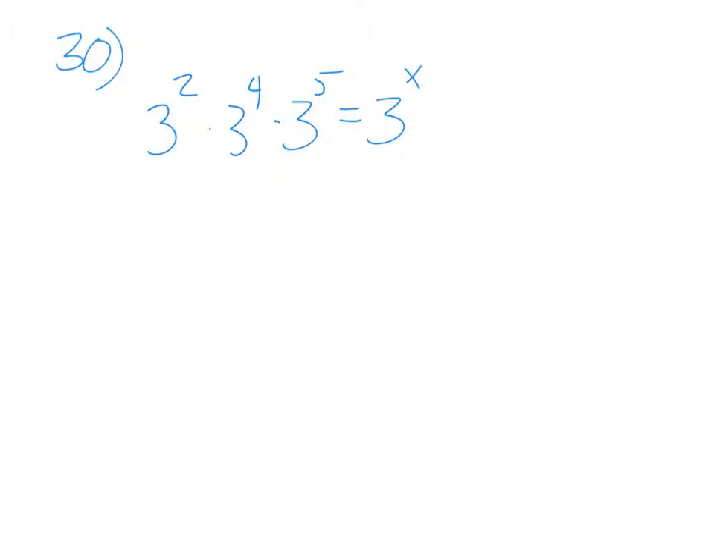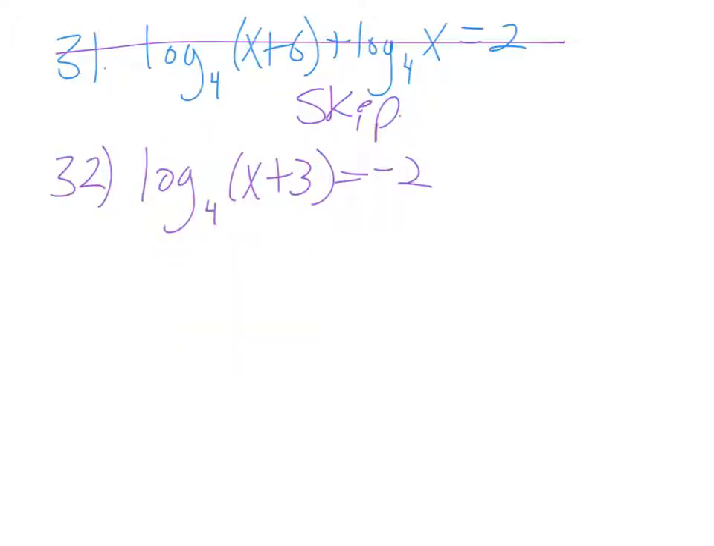In solving this one, we're going to use some exponent rules. I've got all 3's on the left side here, so I'm going to add the exponents. So that's going to be 3, 2 plus 4 is 6, 6 plus 5 is 11, 3 to the 11 equals 3 to the x, and that comes out pretty quickly to be 11 is equal to x.